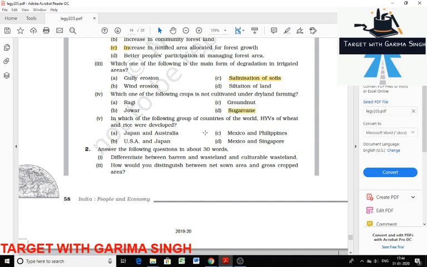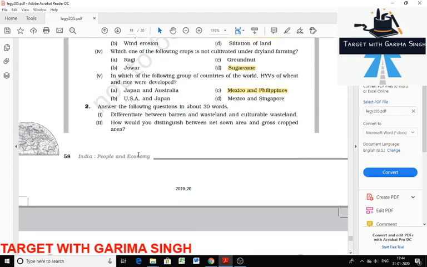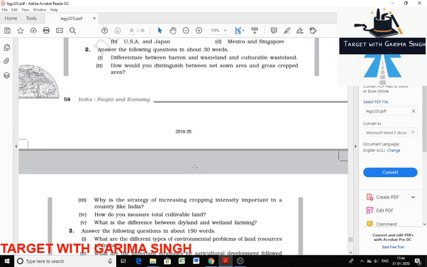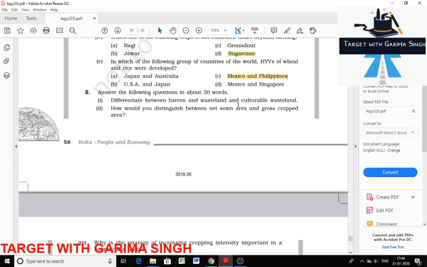In which of the following group of countries of the world were HYV of wheat and rice developed? It's Mexico and Philippines. You have to remember. Mexico and Philippines. Next. Answer the following in 30 words. That is like small answer type question. Differentiate between barren and wasteland and culturable land.